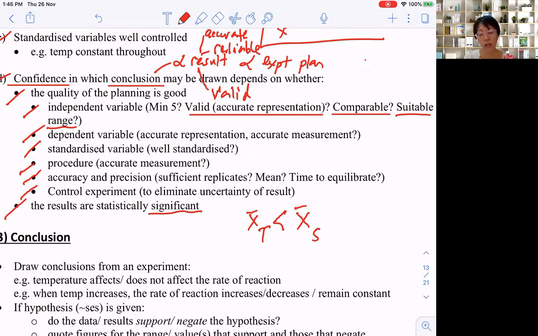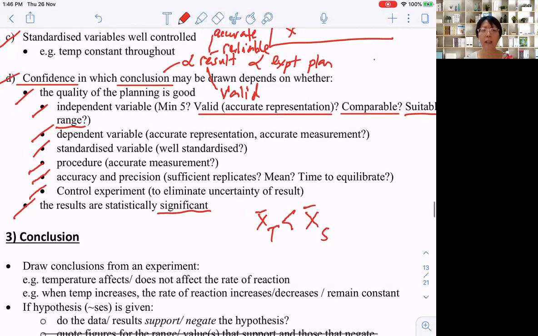So you need to do a statistical analysis to verify whether the differences between the mean of the two samples are significantly different or not, by considering the range of the data or the range of the mean that you have collected. Okay, so these are the two items that you need to consider in order to know whether your conclusion is valid, reliable, and accurate. So then you're confident with the accuracy, reliability, and validity of your conclusion.